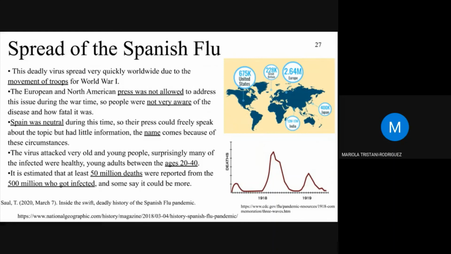As you can see in the picture, there is a map that says approximately how many people died in each country. For example, in the United States, there were approximately 675,000 deaths. In Great Britain, 228,000 deaths. In Europe, 2.64 million. In Japan, 400,000. And in India, 12 million to 17 million.